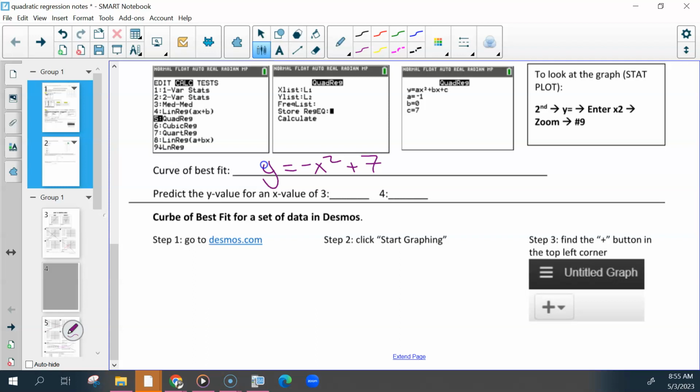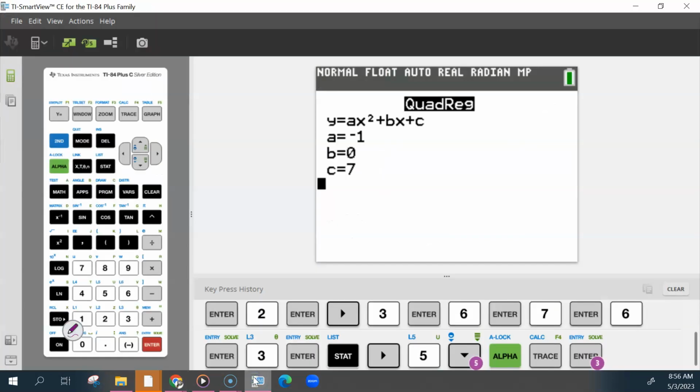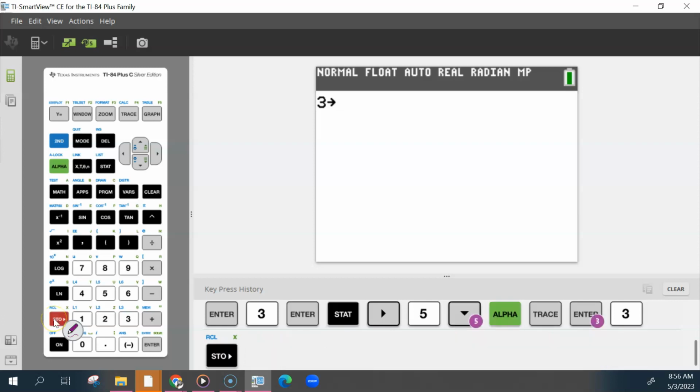The prediction piece is the same as before. Because we have the equation stored, we're going to change our x value and then do it that way. So it's asking what is the y value when x is 3 and when x is 4. So I'm going to go in and type 3 from the same screen, the STO above on, x, enter.